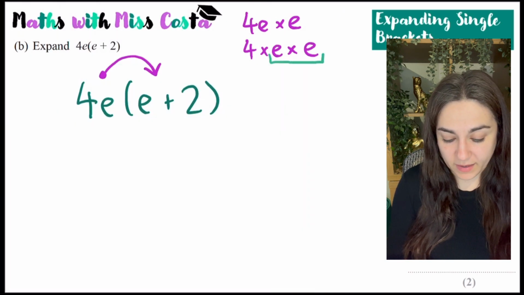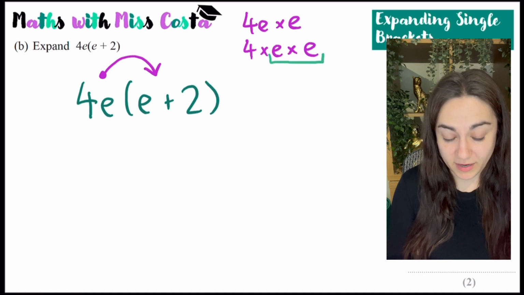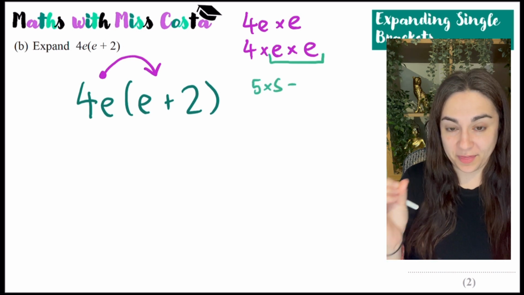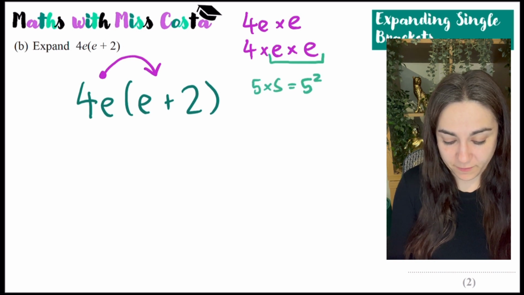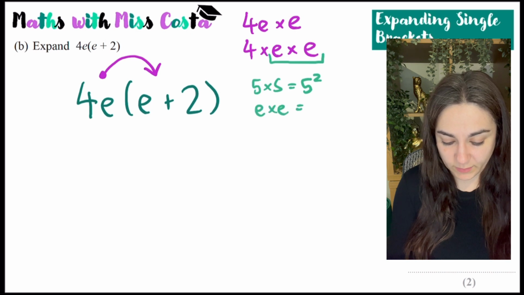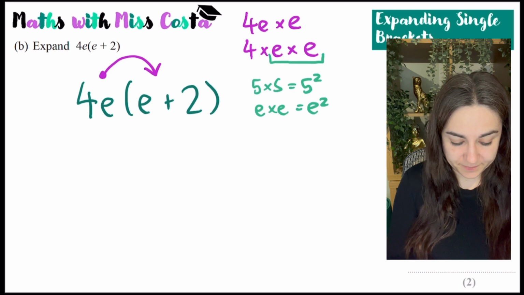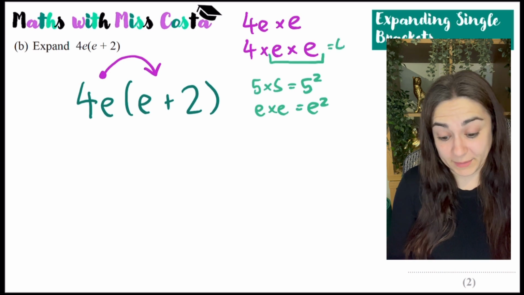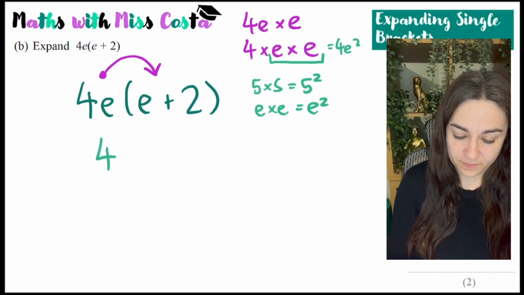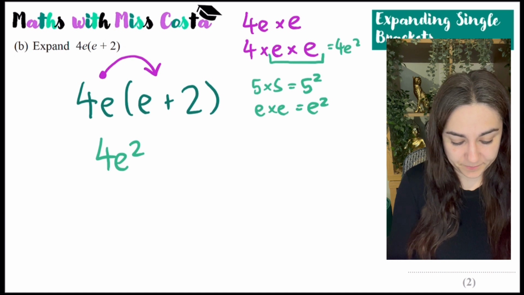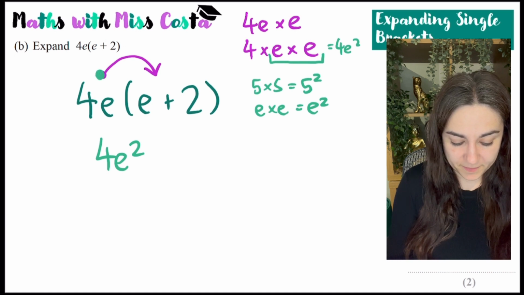And any number or letter that is multiplied by itself becomes that thing squared. Like if I write 5 times 5, I can write that as 5 squared. So e times e is going to become e squared. So 4 times e times e is going to become 4e squared. So that's the first part.